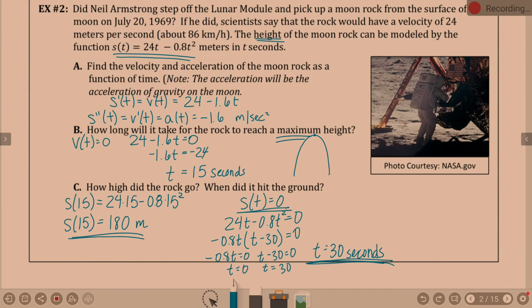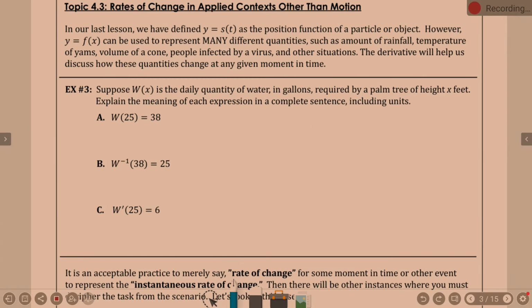Okay, moving along. I'm not sure there's any way I can get through these notes in 2 days. I'm too slow.